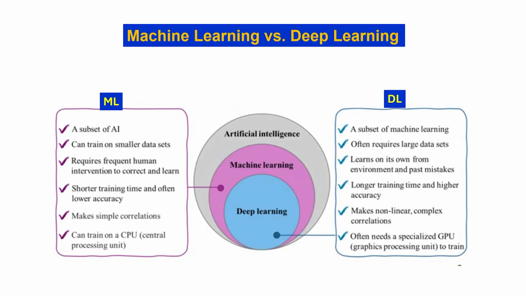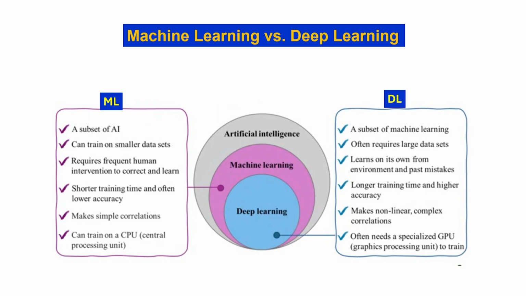To give you a detailed perspective on the difference between ML and DL, ML is a subset of AI and DL is a subset of ML, remember that. ML uses a small set of data, DL uses a large set of data, and ML requires intervention of the human. DL learns from its own environment and past mistakes. ML requires short training time, often lower accuracy, but DL requires long training times, higher accuracy. ML makes small simple calculations, DL can make highly nonlinear complex calculations. We will show you that.